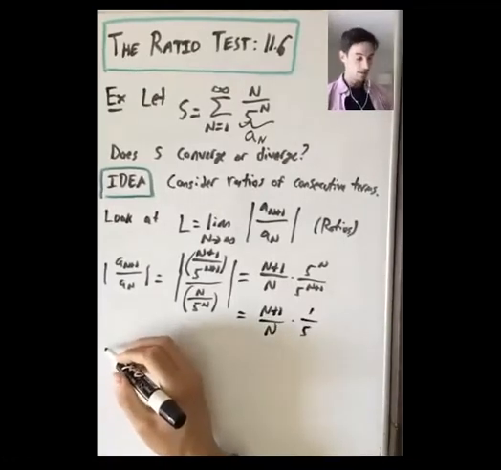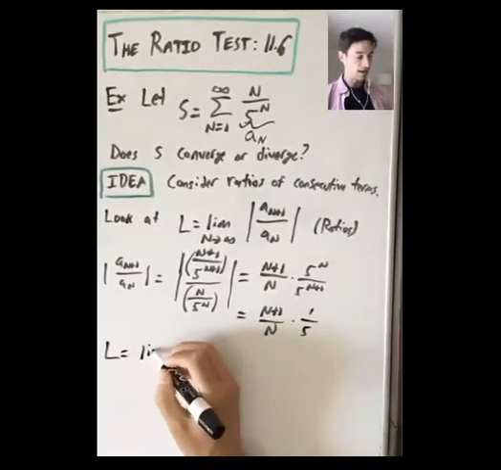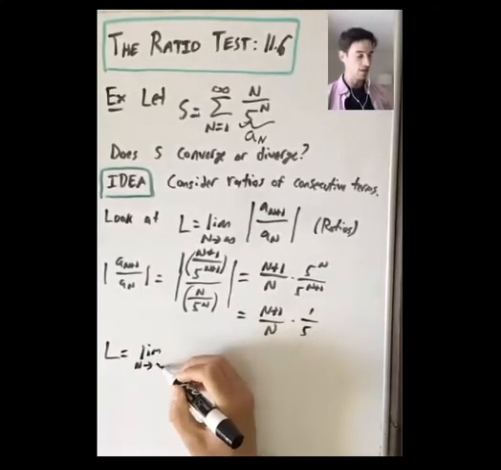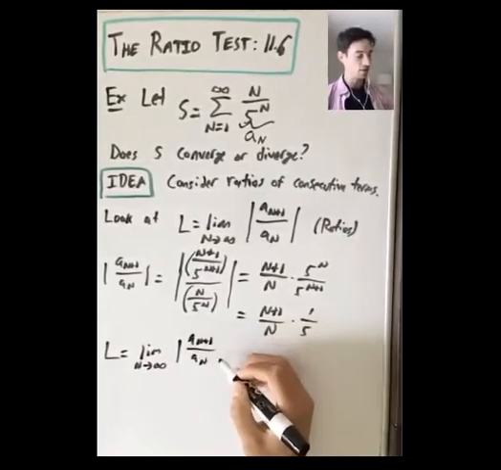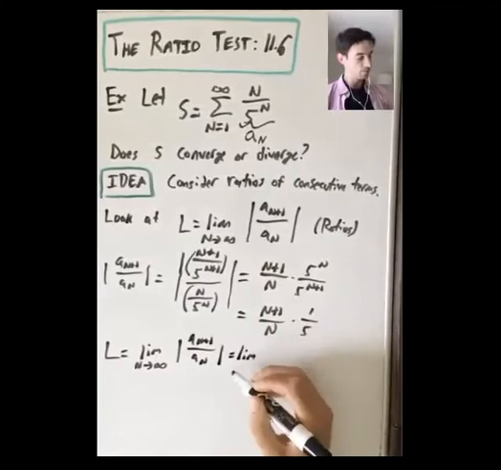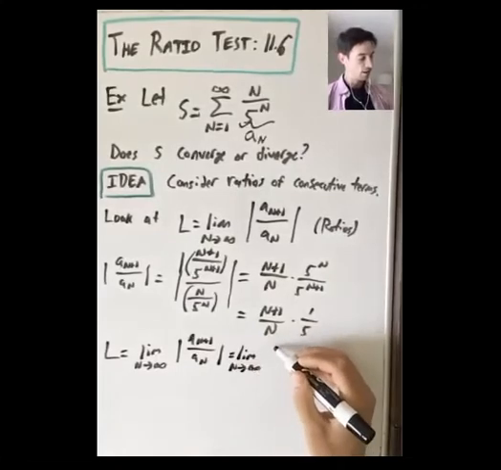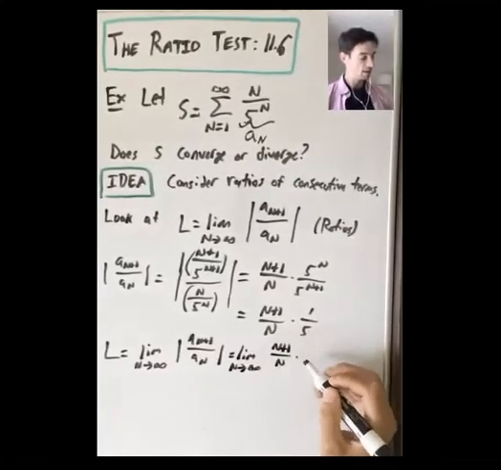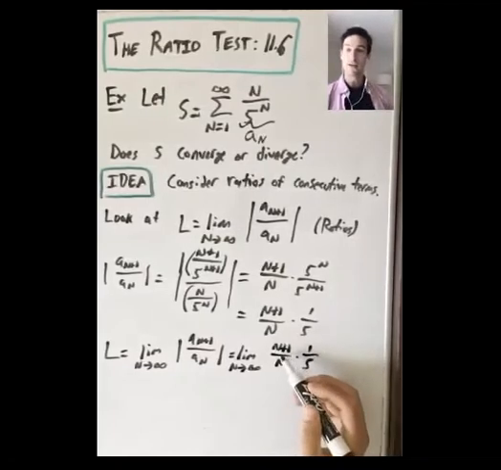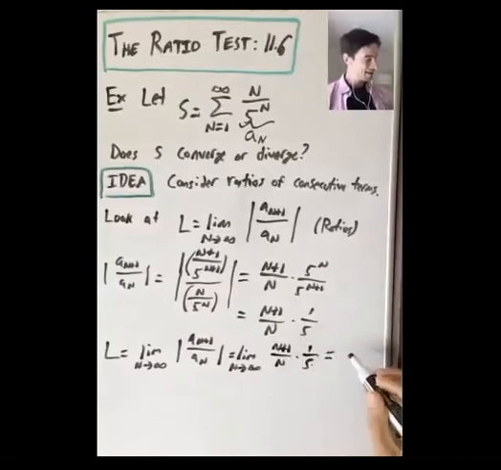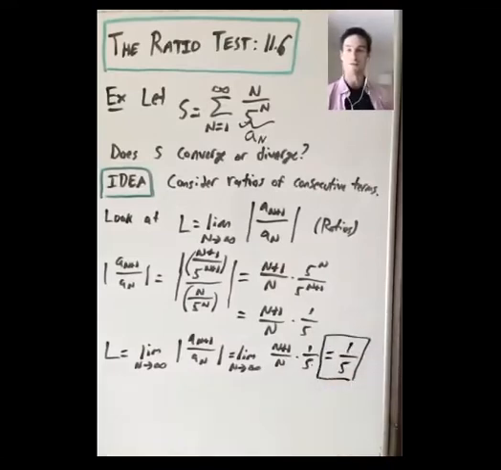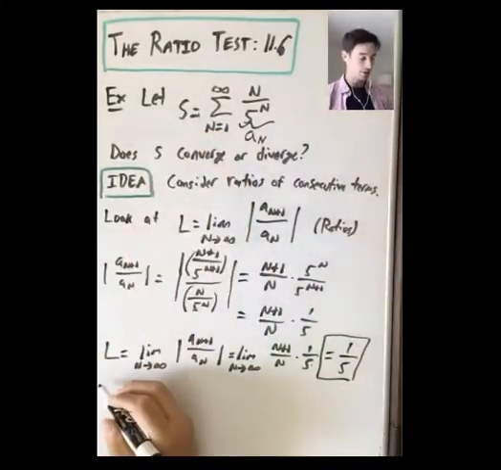So what does that mean? This L that we need to look at in the ratio test, the limit as n goes to infinity of the absolute value of the ratio of consecutive terms, is the limit as n goes to infinity of n plus 1 over n times 1 over 5. We know that n plus 1 over n is going to 1, and 1 over 5 is 1 over 5. So this limit of the ratio of consecutive terms is 1 over 5. Well, what does that mean? What does that tell us about whether S converges or diverges?